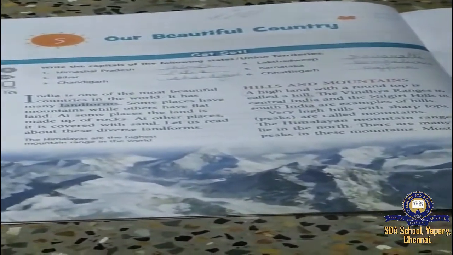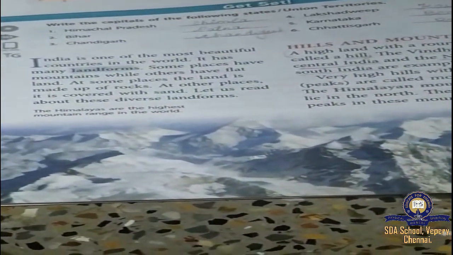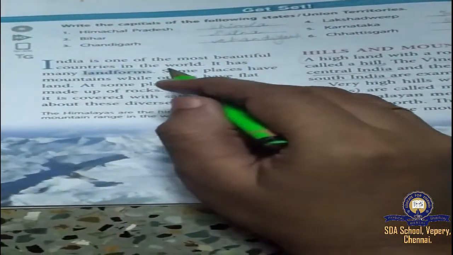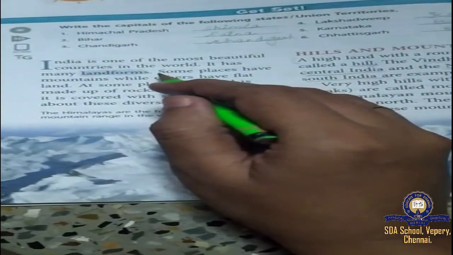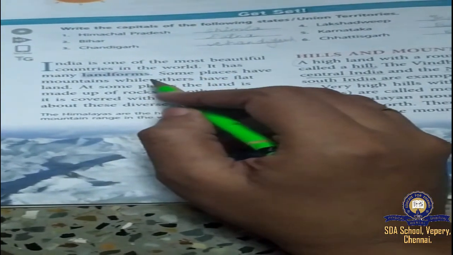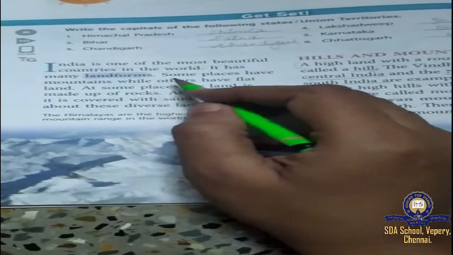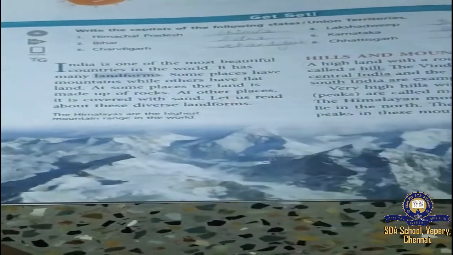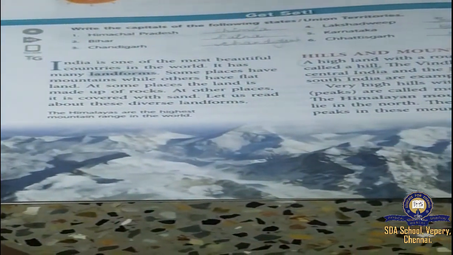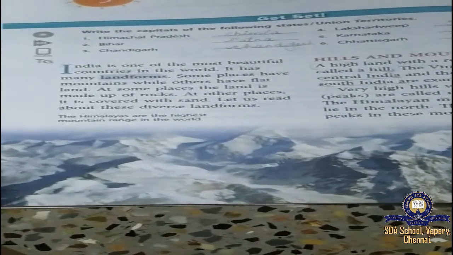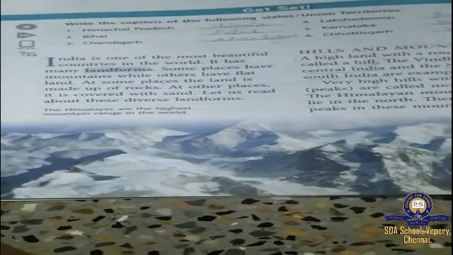Going inside the class. India is one of the most beautiful countries in the world. It has many landforms. What are landforms? They include hills and mountains, plains and deserts. They are the landforms. Landforms include hills and mountains and plains.